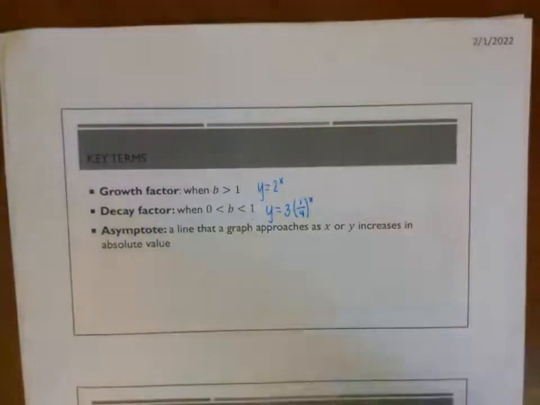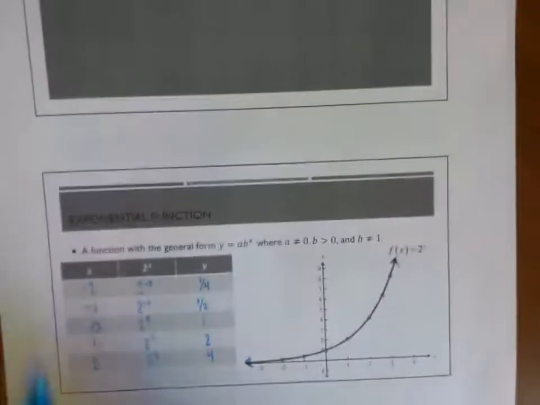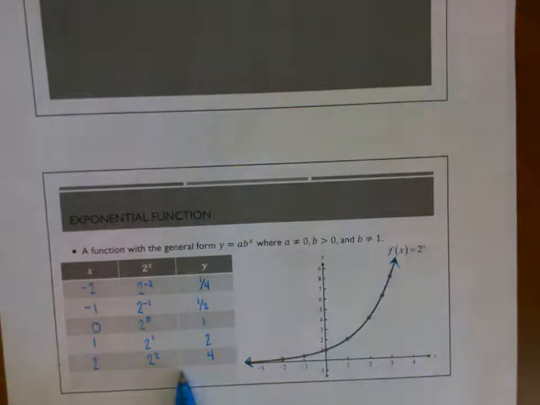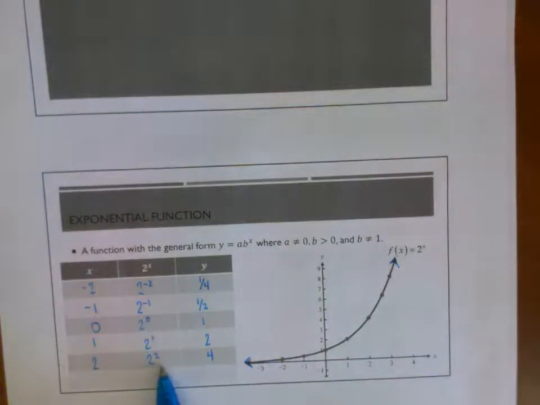Approaches, but does not touch. So back on this problem, the x-axis was a horizontal asymptote because my graph gets really, really close to the line y equals 0, but it never crosses. So that is an asymptote.